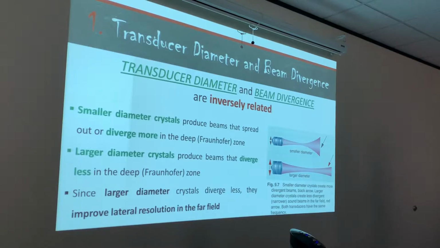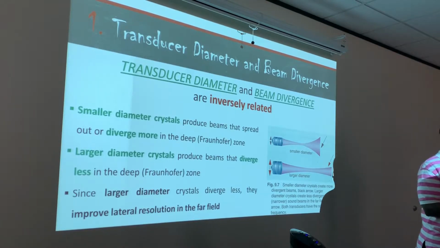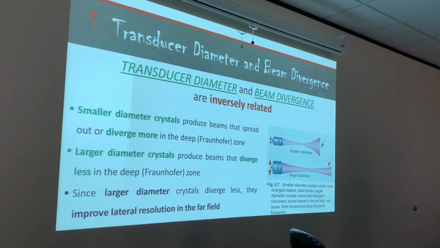So transducer diameter and beam divergence are inversely related, guys. Basically, think about the focal depth as well. If the focal depth is shorter, then the beam is going to diverge sooner. It's going to cause more divergence. So it makes sense that these are inversely related and focal depth is directly related.